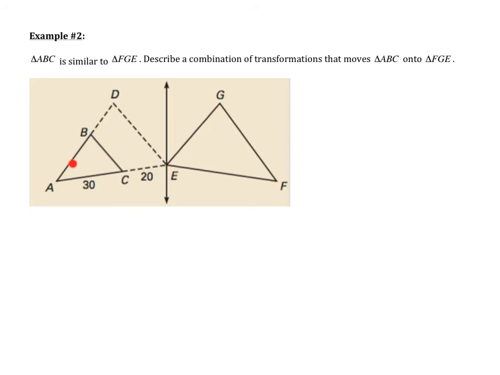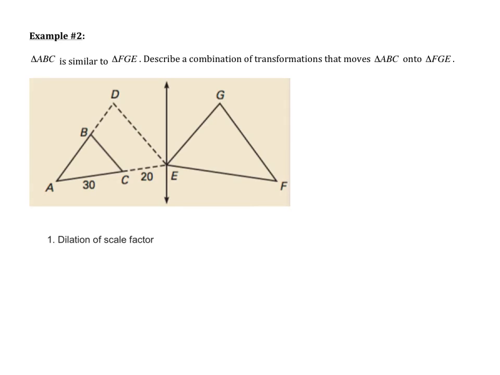So notice triangle ABC is smaller than triangle FGE. So we're going to need to have a dilation to make it bigger, and then we'll go from that new image and reflect it over the vertical line to make it into triangle FGE. So again, we're going to first start with a dilation, which means we need to come up with the scale factor. So again, remember we go new over old.